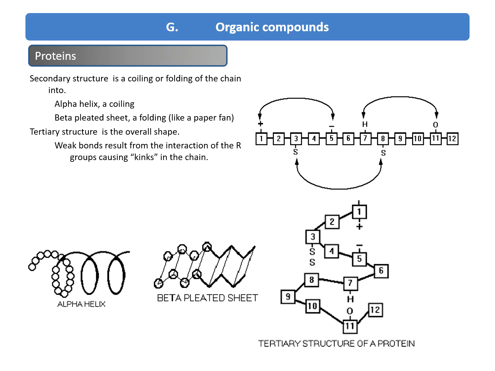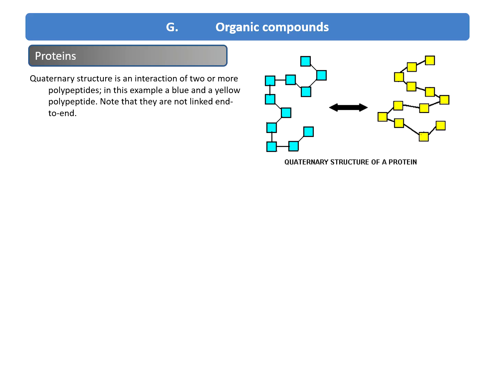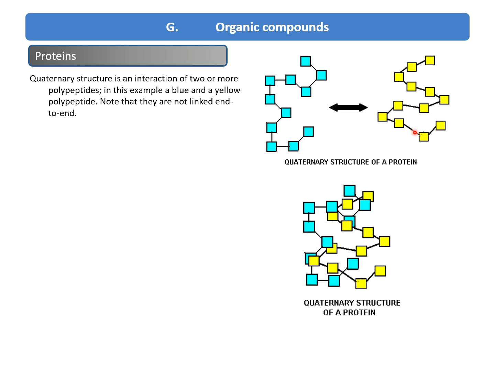Weak bonds result from the interaction of the R groups, causing kinks to form in the chain. Positive and negative charge attract one another, causing a bend. Sulfur-sulfur forms bonds, causing another bend. And hydrogen and oxygen form hydrogen bonds, causing another bend in the structure. The quaternary structure of a protein is the interaction of two or more polypeptide chains. Notice they're not linked end to end. They're simply combined into the overall structure.